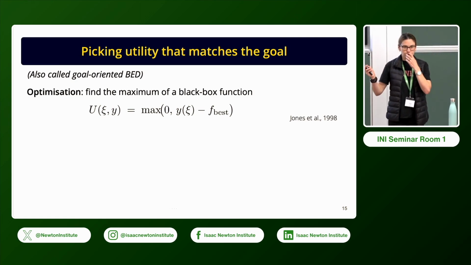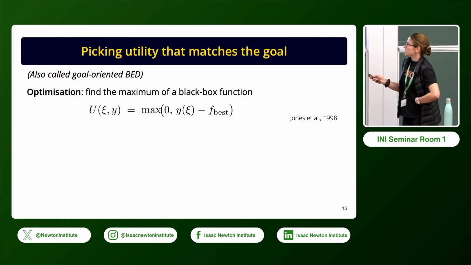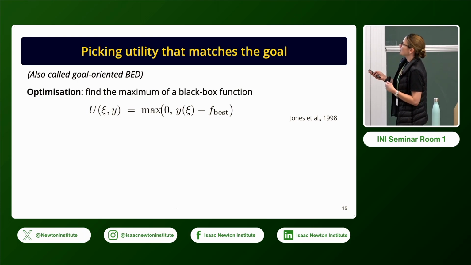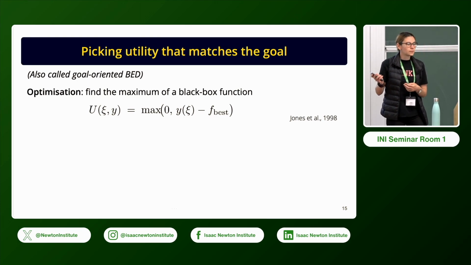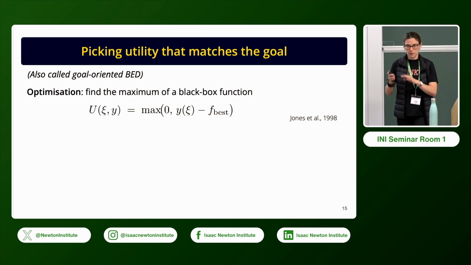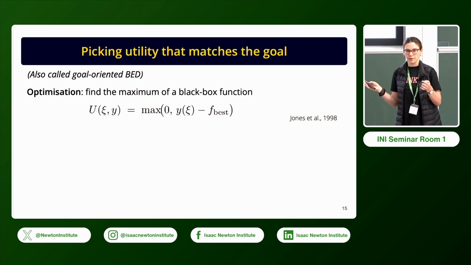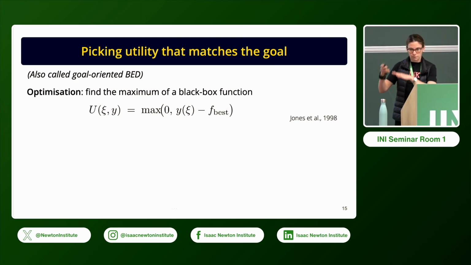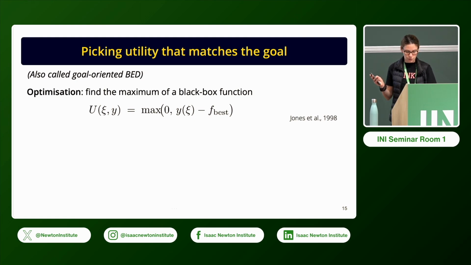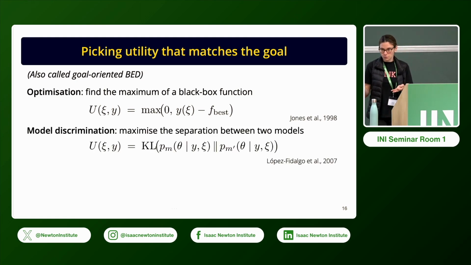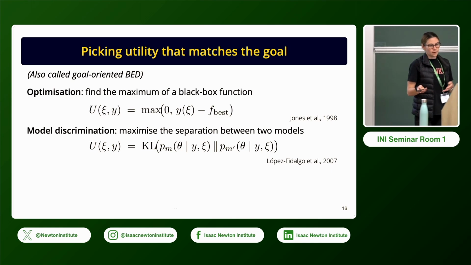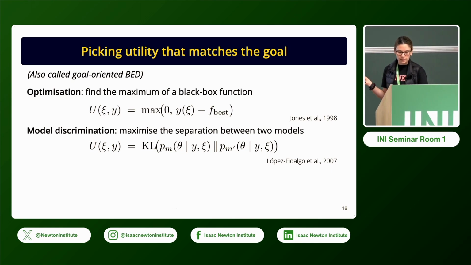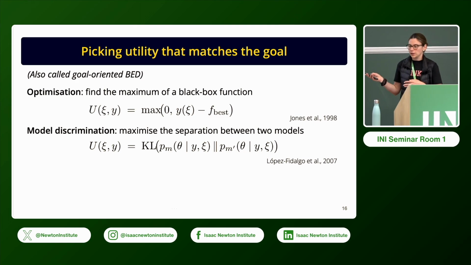And here are a couple of examples. So you could look at optimization. Rather than parameter learning, we will want to find the maximum of a black box function. This is the classic Bayesian optimization setting, and here I've given you the expected improvement utility function, something that has been established ages ago. We can perform model discrimination rather than parameter learning. We can pick as a utility, again a KL utility, but basically we are trying to maximize the separation between a model and an alternative model.